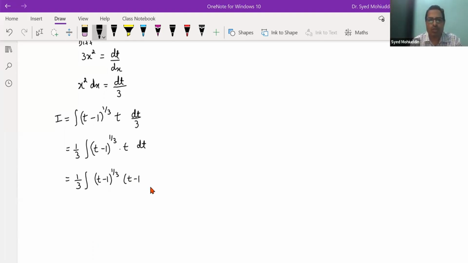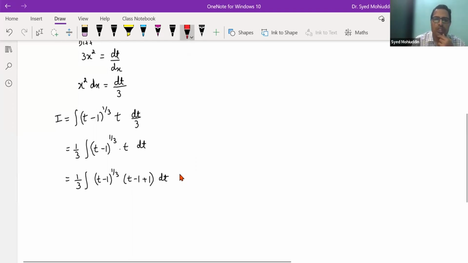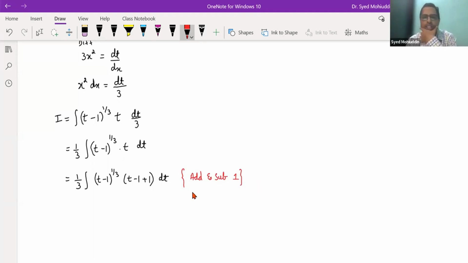So if I put that as t minus 1, can I just subtract without any reason? No. Because I'm subtracting this value, I need to add this value. Subtract and add 1, right? Times of what we'll be getting? We'll be getting dt. So what we have done here is we have just added and subtracted 1. Getting it? Like adding 1 and subtracting 1.